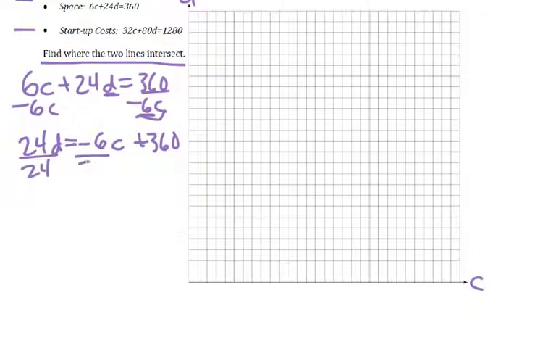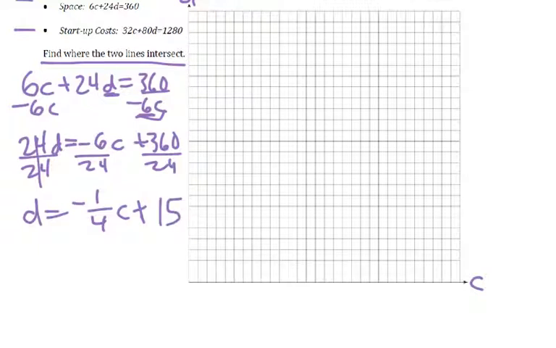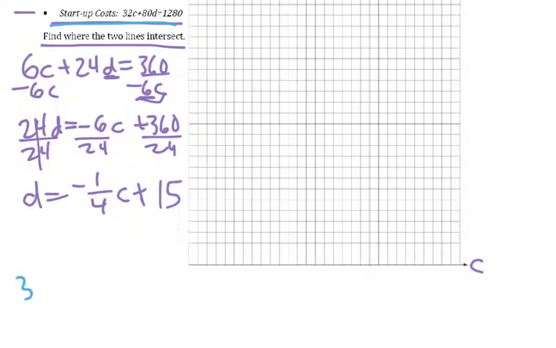Then we divide everything by 24. Now, 6 over 24, we can divide them both by 6. So we get D, because that becomes 1, equals negative 1 over 4C plus, now what's 360 divided by 24? Let me grab a calculator real quick. It's 15. So, we can graph that, right? But first, let's see what this one comes out to be. Okay? Startup cost. We'll do the same thing with it. Okay, so 32C plus 80D, so I'll have to scroll down to get my work, equals 1280.